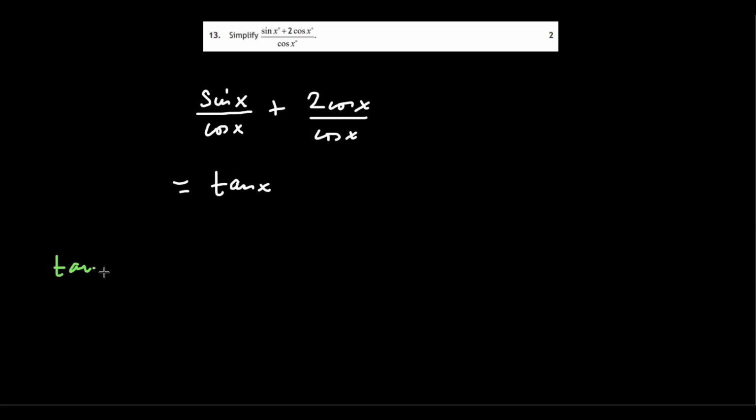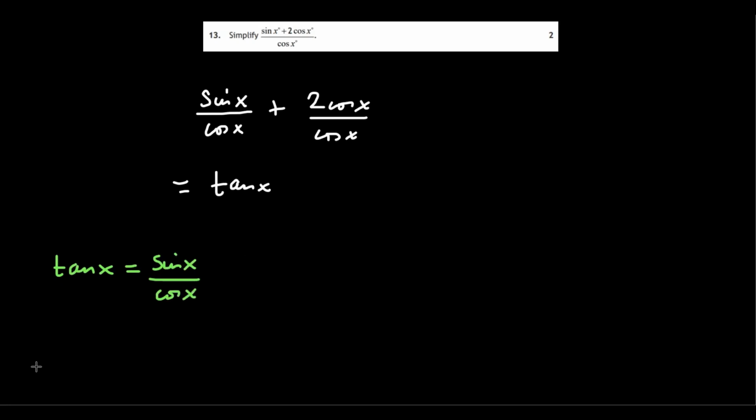Simplify sine x plus 2 cos x over cos x. So that would just be sine x over cos x plus 2 cos x over cos x. And that's just how you divide two terms by one term in the denominator. So it would just split up like this. And then that would be tan x. And that's from this trig identity. So tan x equals sine x over cos x.